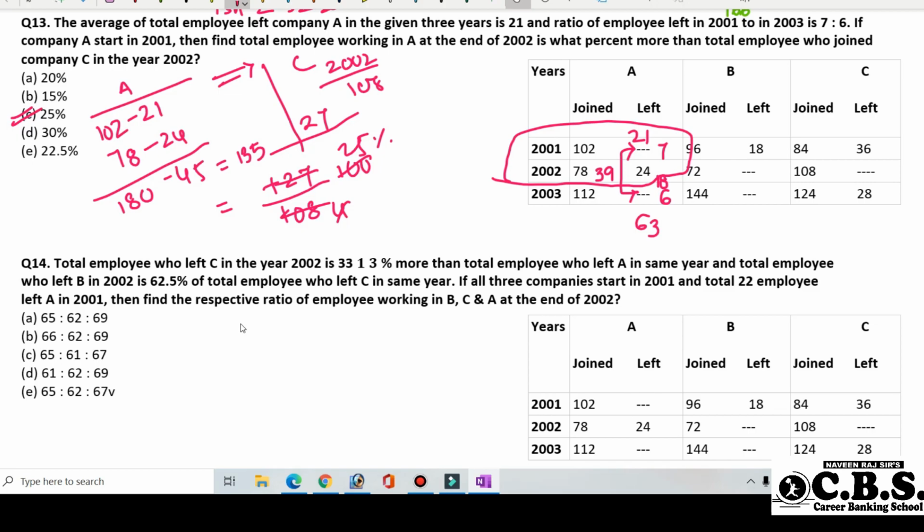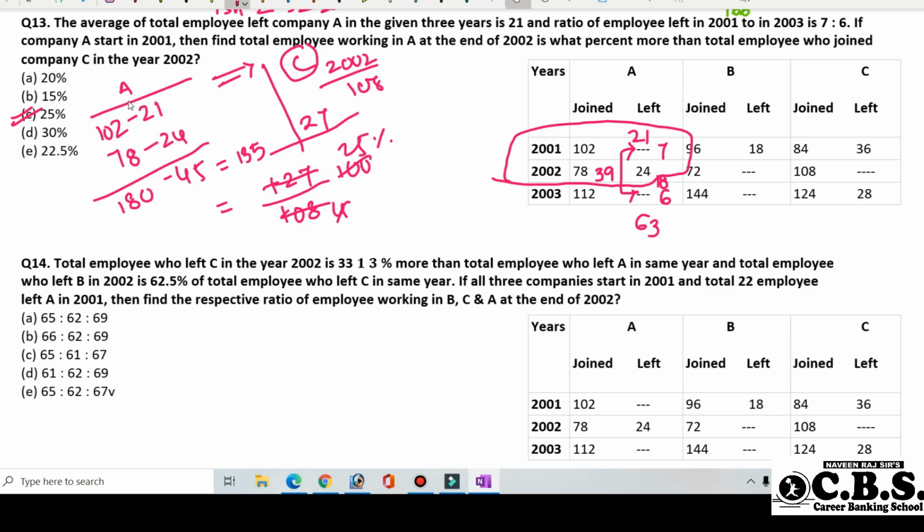Okay, so basically all the questions are very interrelated data. So if you have a lot of patience and presence of mind, you can easily answer this type of question. Okay, so what's your answer? 25% more. So when A is compared with C, C is the initial value.